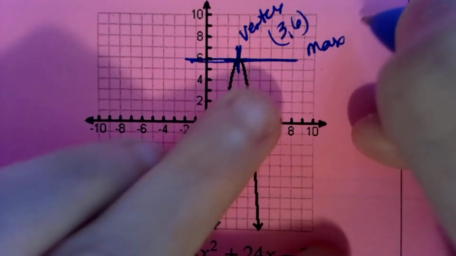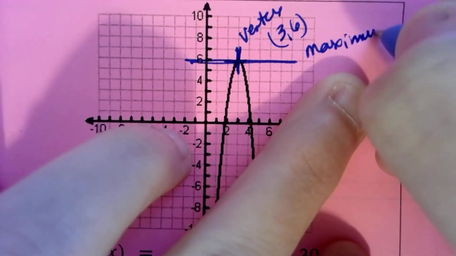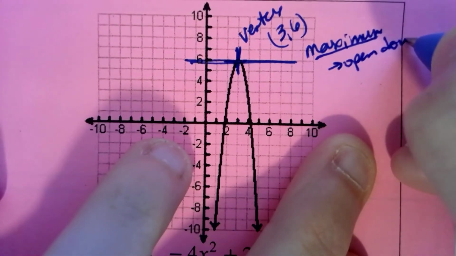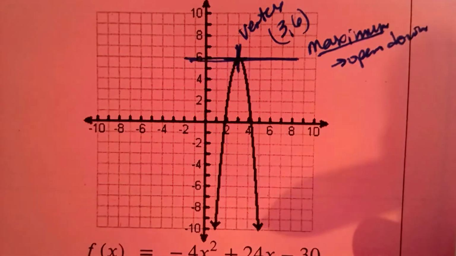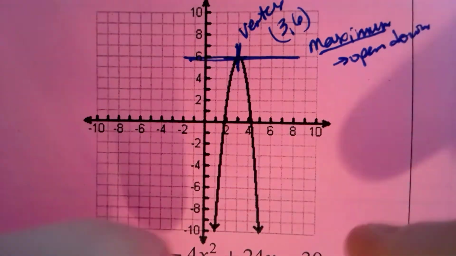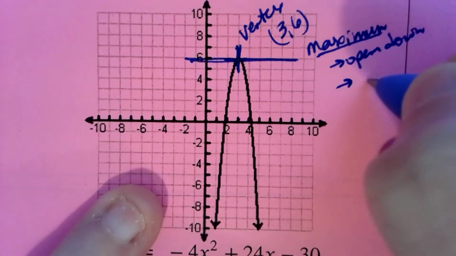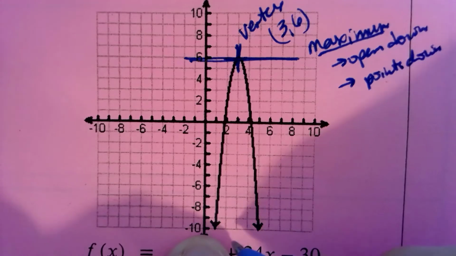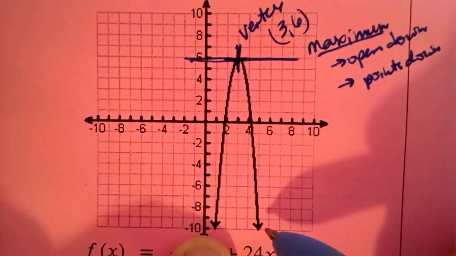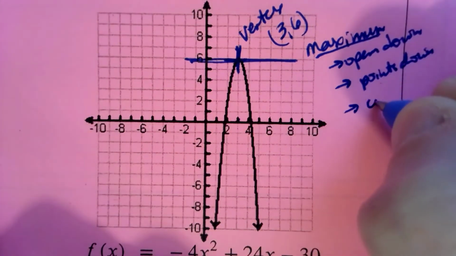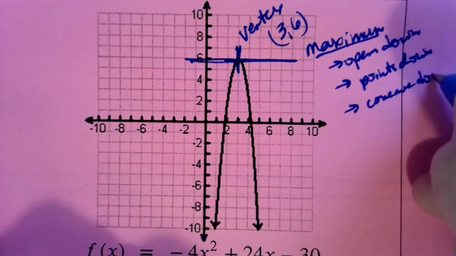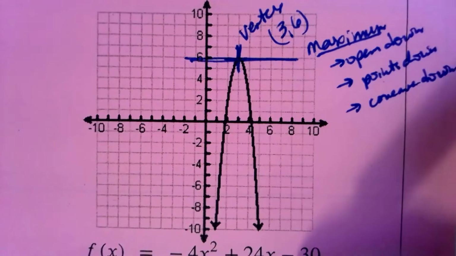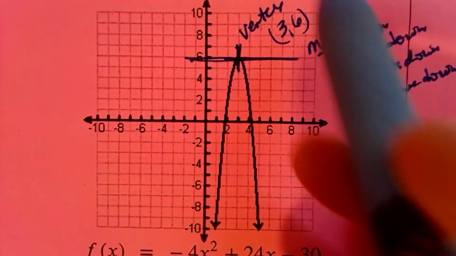So if I have a maximum, that means it opens down. And sometimes I'll say it points down, and when I say it points down, what I mean is the arrows are pointing down, okay? So you might say points down, because again, the arrows are pointing down, not the vertex. The arrows are pointing down, and then we might also say concave down. Yes, we might say convex up, but that's for a whole different course. Okay.